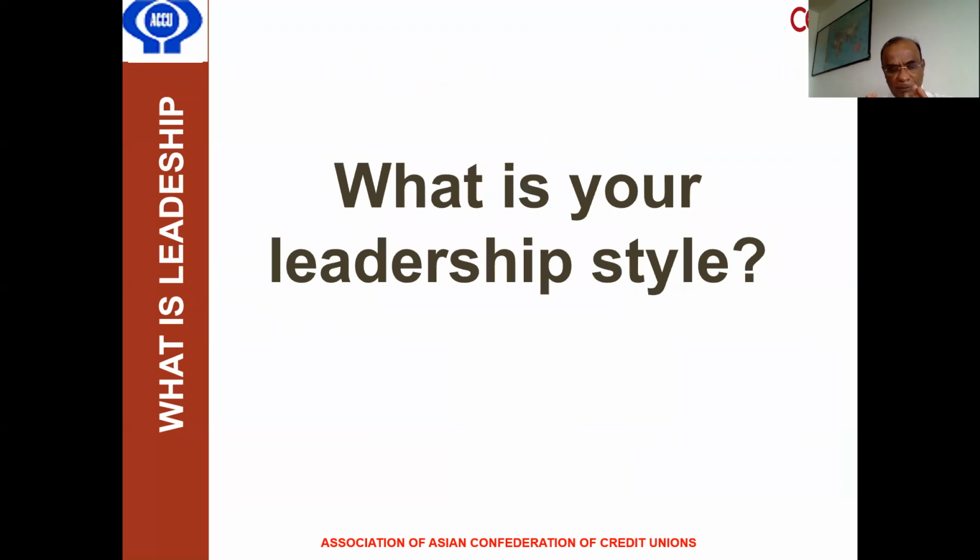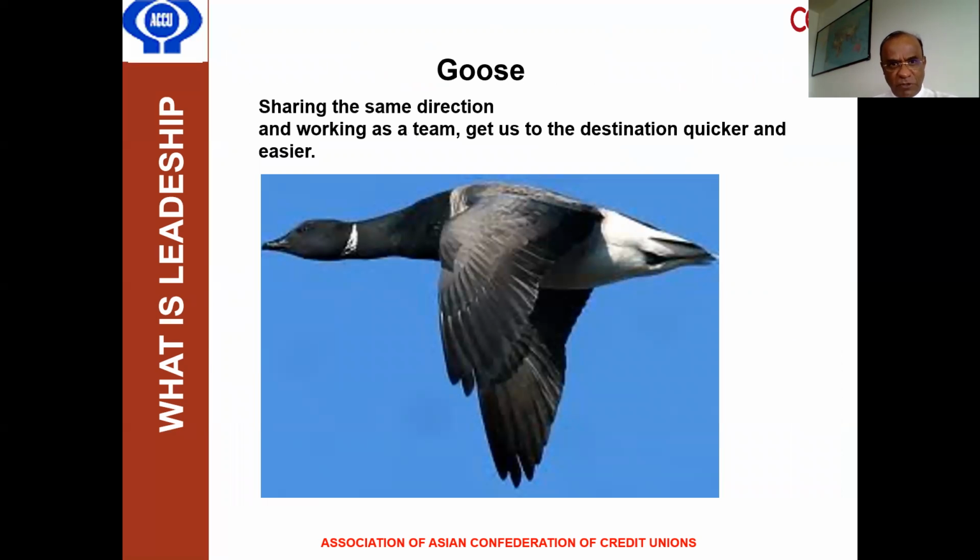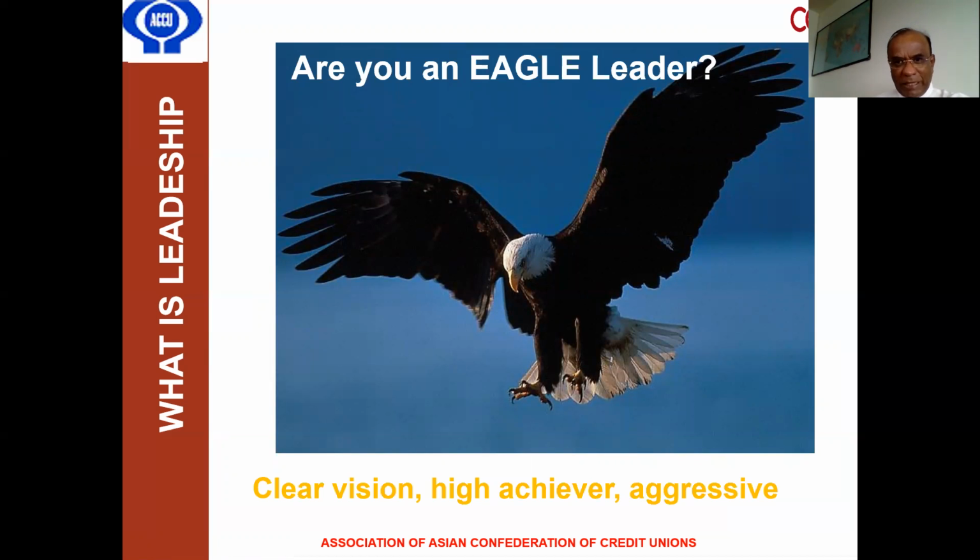So let's look at what leadership really is. I feel that we need three combinations. You don't need to look at it exactly; I will go through some characteristics. Since we are a cooperative organization, we need to share the same direction. I think that is what the leader needs to work on. A cooperative leader also needs to learn how to be a team player, not alone by himself, and we need to get to the destination quicker and easier. I will go through some of this in later explanation.